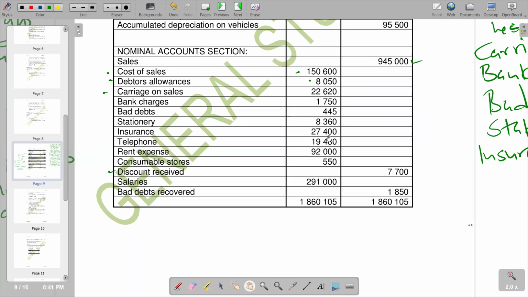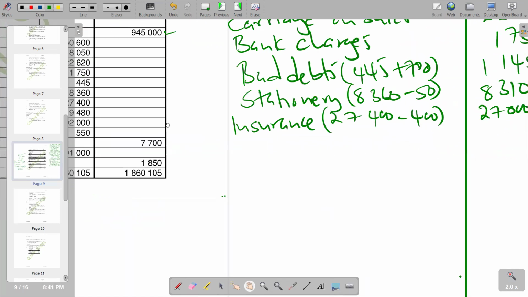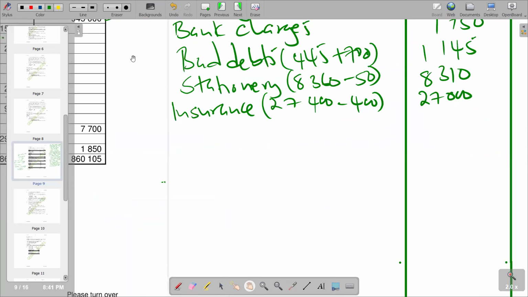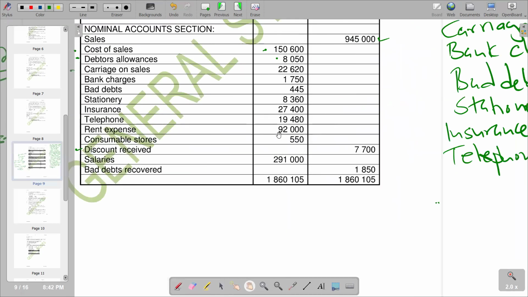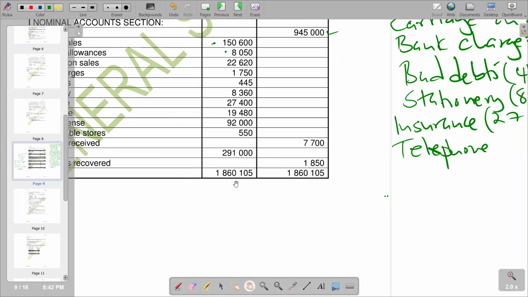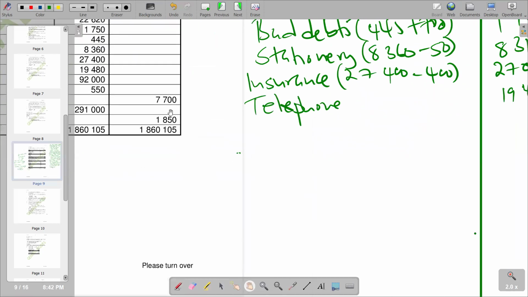So we're taking 19,480 as it is. So we are saying our telephone, we've got 19,480. And then we go there and try to see after telephone, we've got rent expense, which is 92,000. Rent expense.